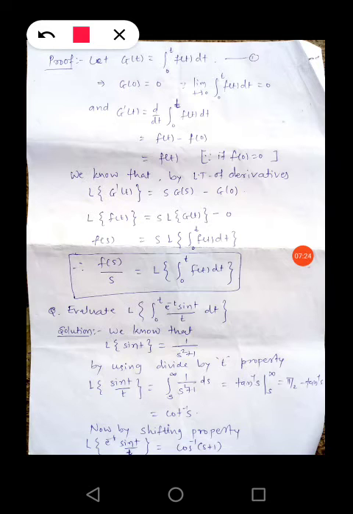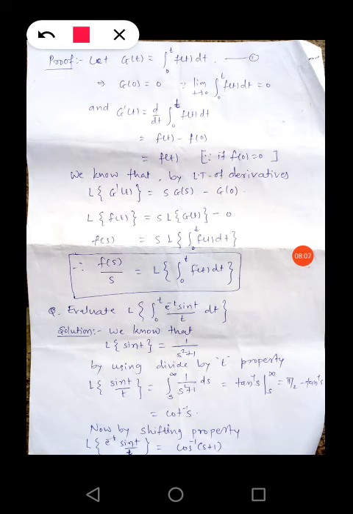So g of 0 is equal to 0, and if we take the derivative with respect to t of equation 1, we will have g dash of t is equal to d by dt of integral 0 to t f of t dt. Integration and derivative are inverse to each other, so they cancel, and we get f of t with limits from 0 to t, so f of t at the upper limit and f of 0 at the lower limit. Here, we may take f of 0 is equal to 0, hence g dash of t is equal to f of t.